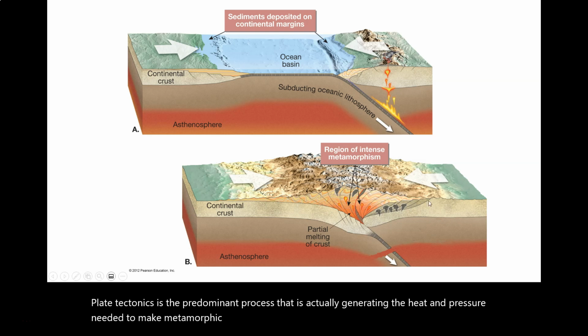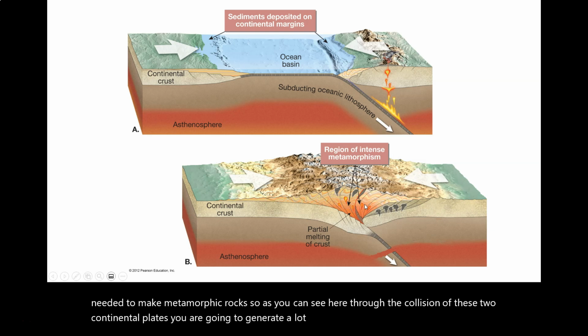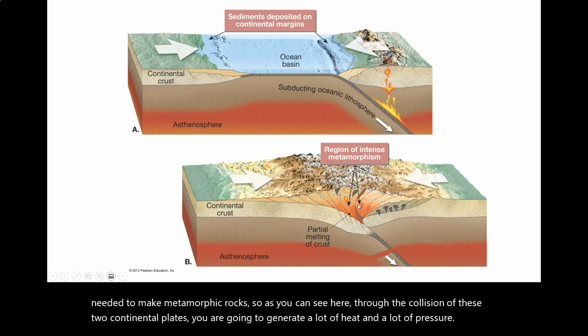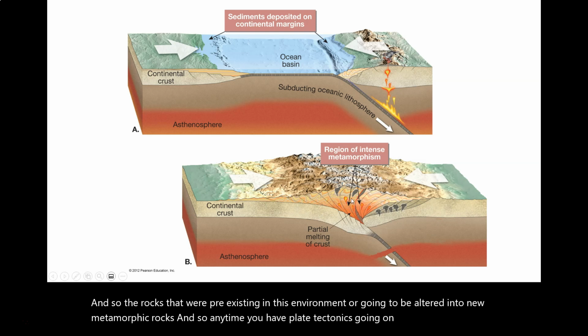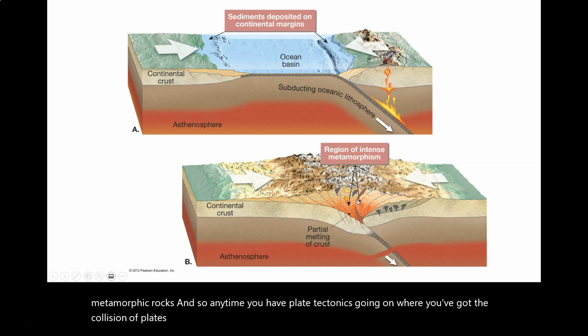So as you can see here, through the collision of these two continental plates, you are going to generate a lot of heat and a lot of pressure. And so the rocks that were pre-existing in this environment are going to be altered into new metamorphic rocks. So anytime you have plate tectonics going on where you've got the collision of plates occurring, that's going to create the metamorphic conditions to create metamorphic rocks, and that's referred to as regional metamorphism.